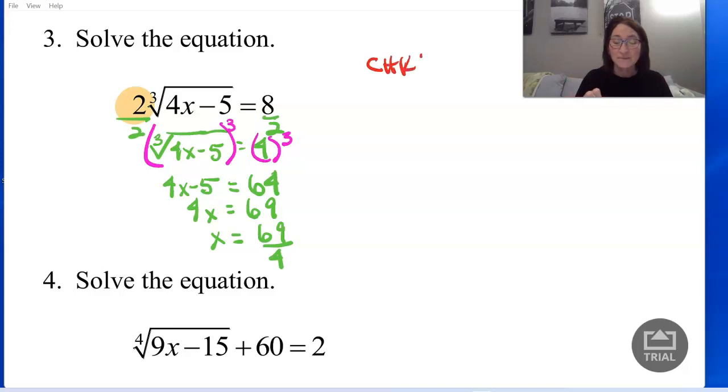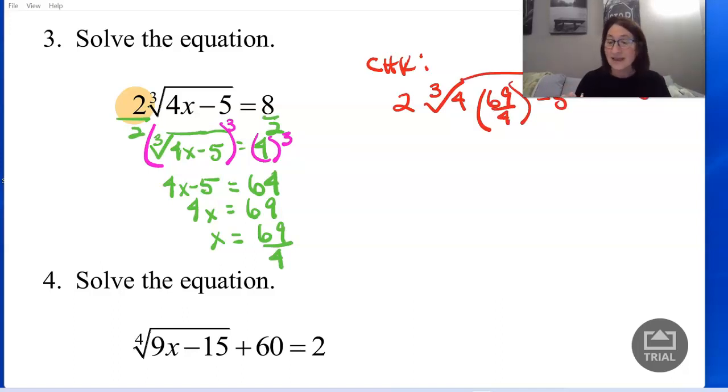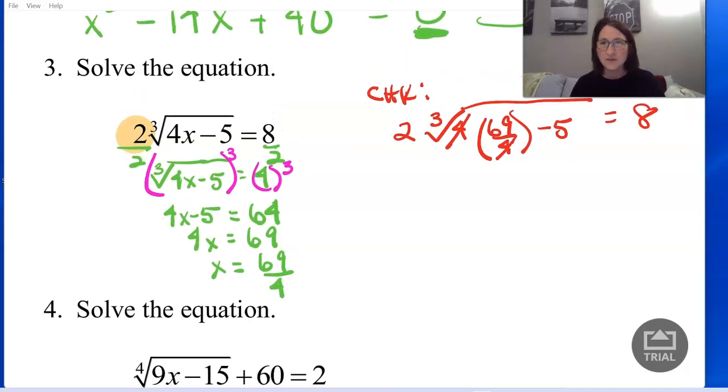I still need to check. So I have 2 times the cube root of 4 times 69 fourths minus 5, all of that under my radical sign, equals 8. Underneath that radical, the 4's reduce, and I'm left with 69 minus 5, which is 64. So I have 2 times the cube root of 64, which is equal to 8.